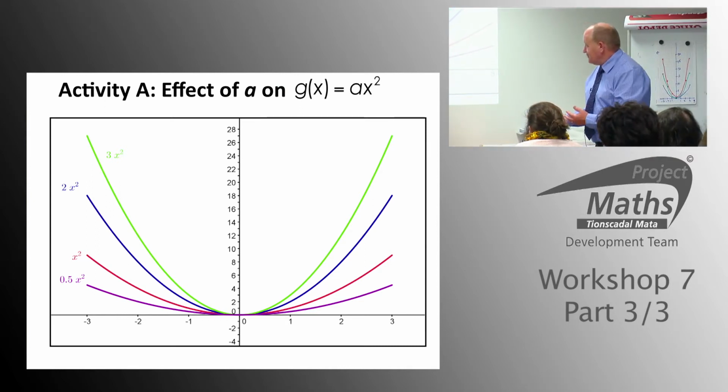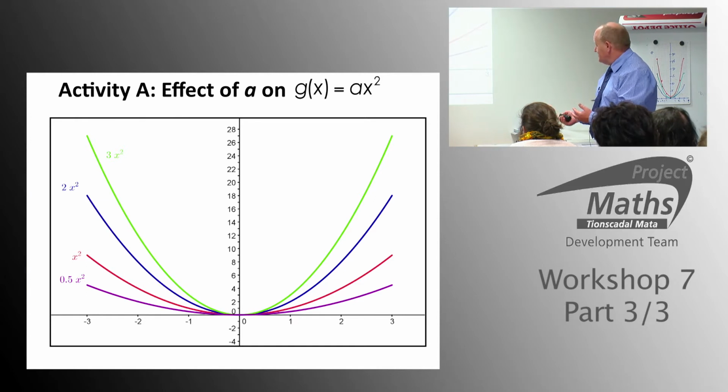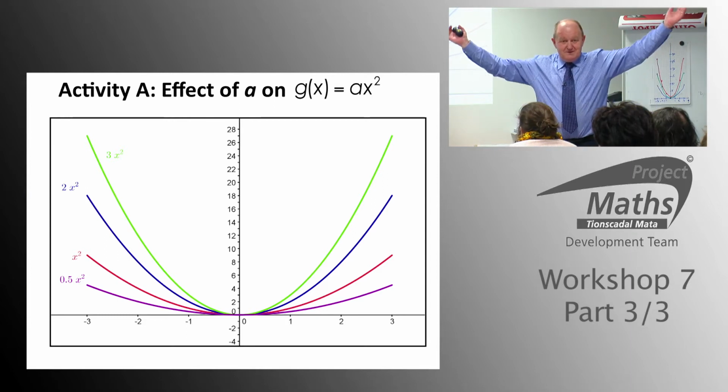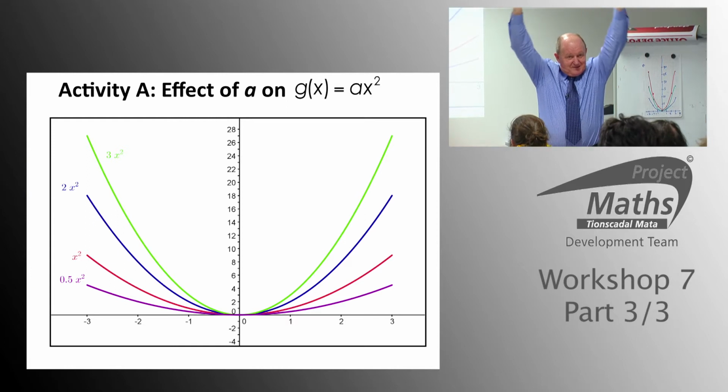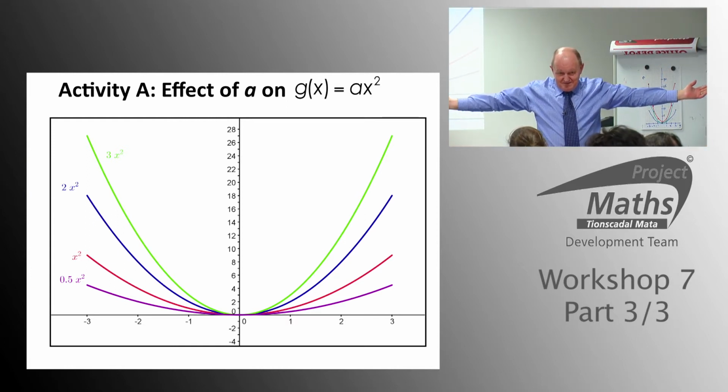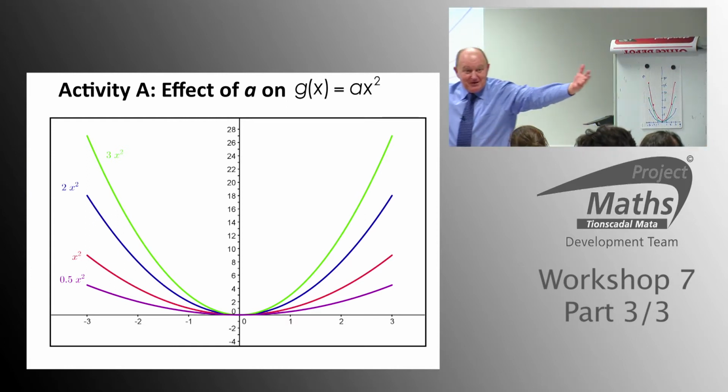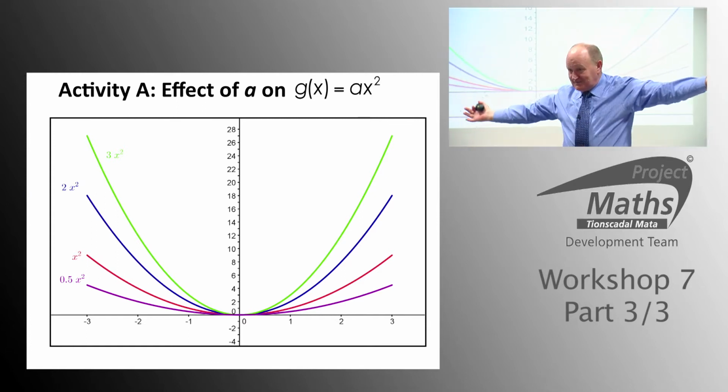There's your x squared, the red one. This is 2x squared here. This is 3x squared here. And this is a half x squared. X squared, 2x squared, 3x squared, a half x squared, wider. Right, okay? That effect, they remember that, but the arms, right, okay?